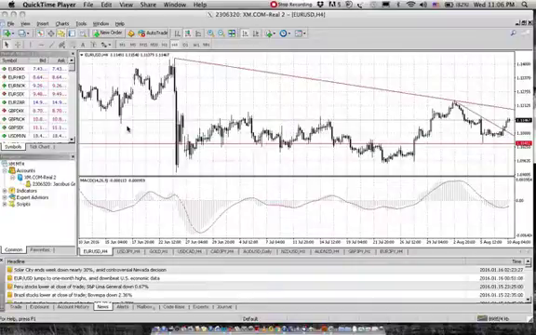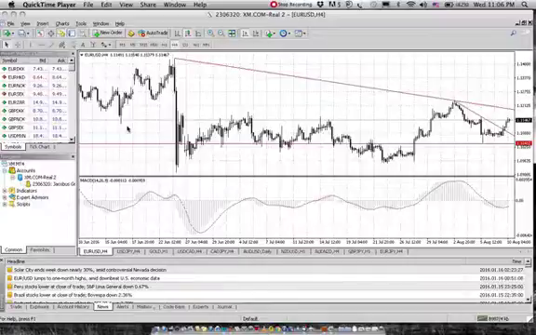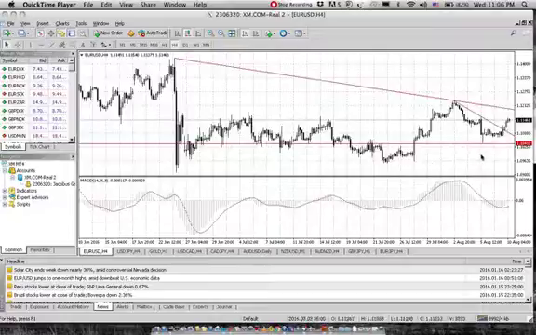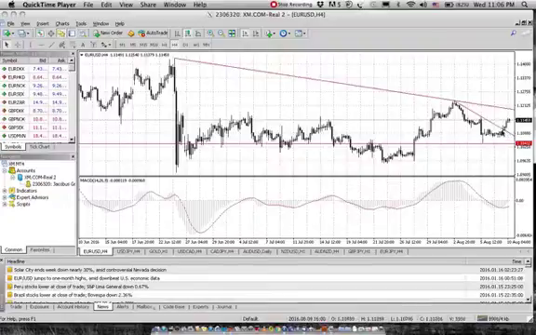Market overview and technical analysis for Wednesday the 10th of August 2016. As always, we start off with the Euro US dollar. You can see a very clear trend line break over here on this 4-hour chart. Market now heading towards the outer trend line over there.